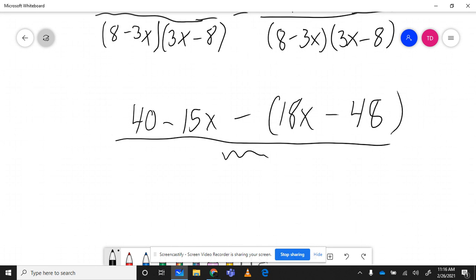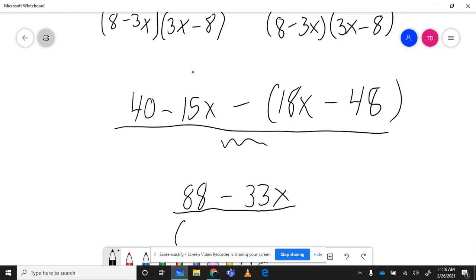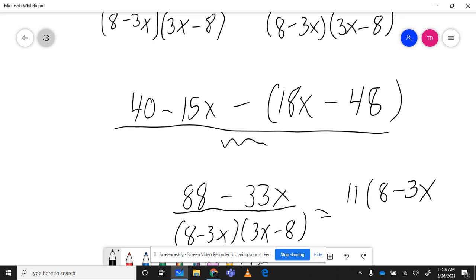So that will be 40 minus negative 48 should be 88. Negative 15x minus 18 should go down to negative 33x. And then over here, we'll just have that product of 8 minus 3x and 3x minus 8. On the top, it looks like I could pull out a factor of 11 to get 8 minus 3x. And that'll allow me to cancel out one of my factors on the bottom. Okay, that looks like a pretty clean way to go through that.